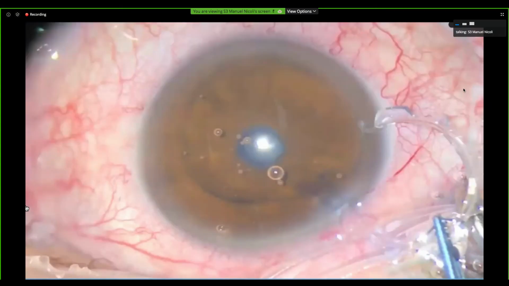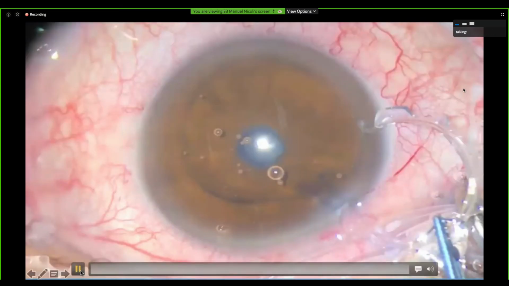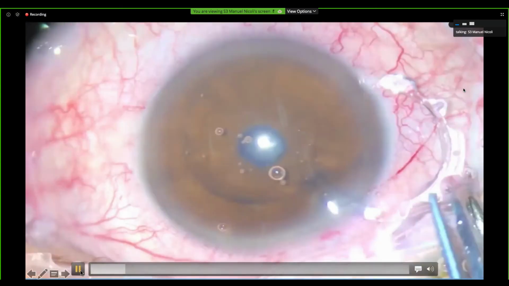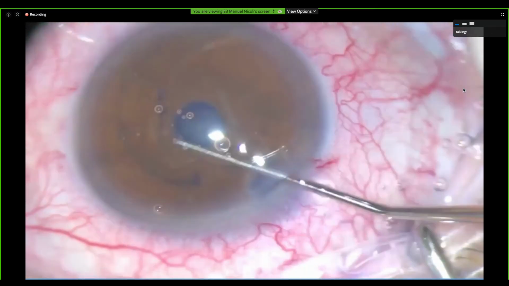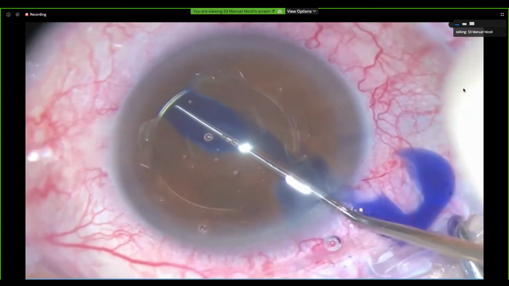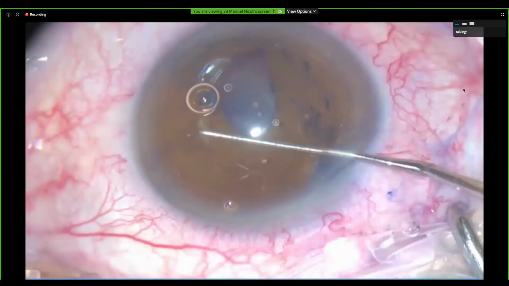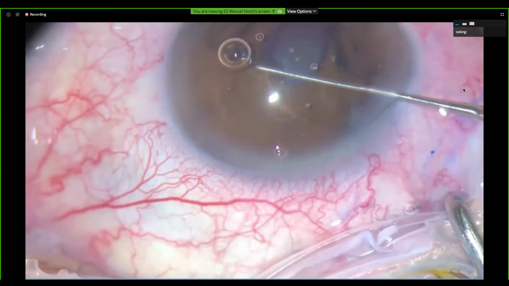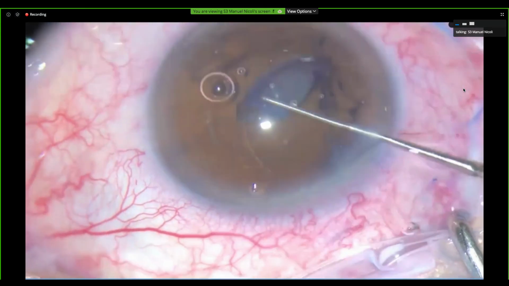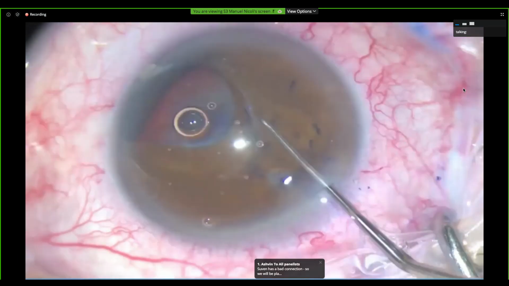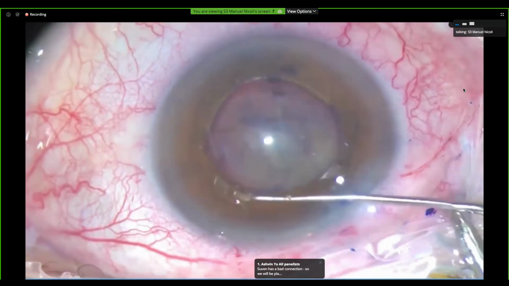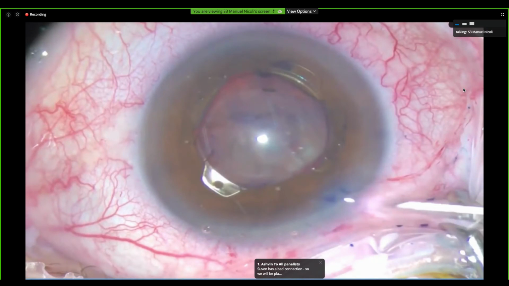Here we see a case of a very small pupil. As you can see, we are introducing the ring with viscoelastic. The capsule was stained with trypan blue, and then we do the exact procedure to put the ring on. As you can see, we got a very good pupil to do our case.